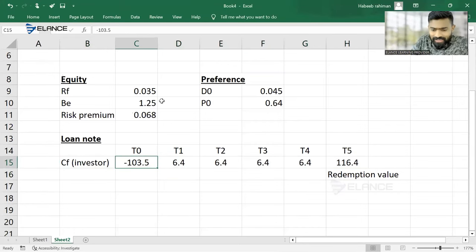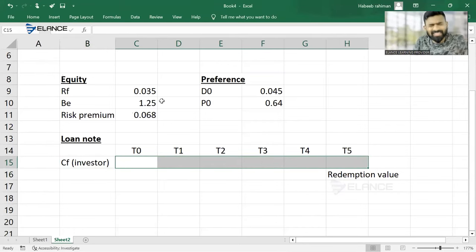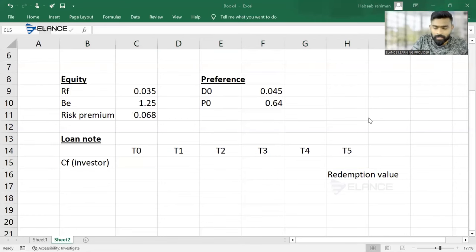Do delete this and try once again. Once again, I need you to solve it yourselves. I'll give you 1 minute. After doing this, do comment. One more time, do that. I'll wait.